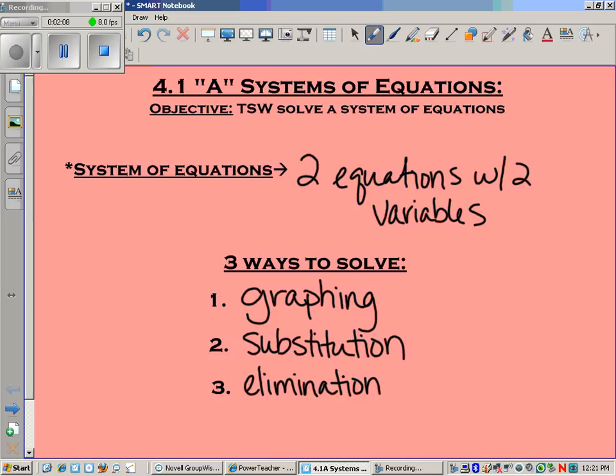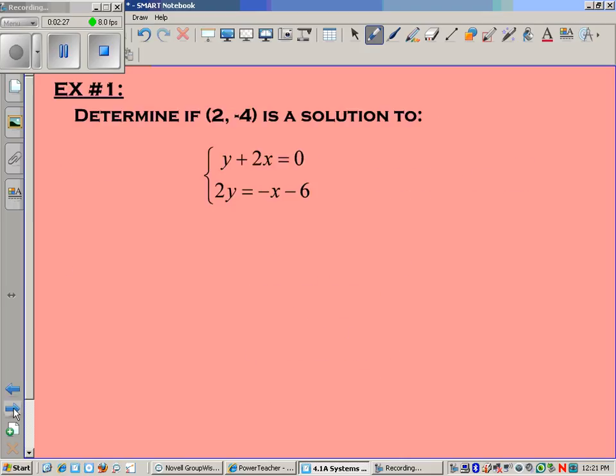You're expected to know all three ways for your test. So on your test, if I ask you to solve by graphing, you have to solve it by graphing. When I ask you to solve by substitution, you have to solve it by substitution. And again, if I ask you to solve by elimination, you have to solve it by elimination. Okay, there are three ways. Before we go ahead and do the three ways, let's do our first example.